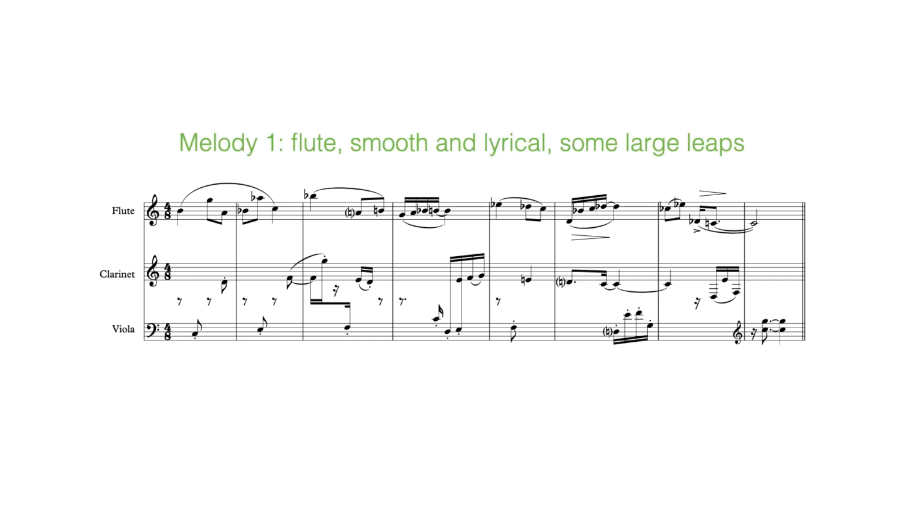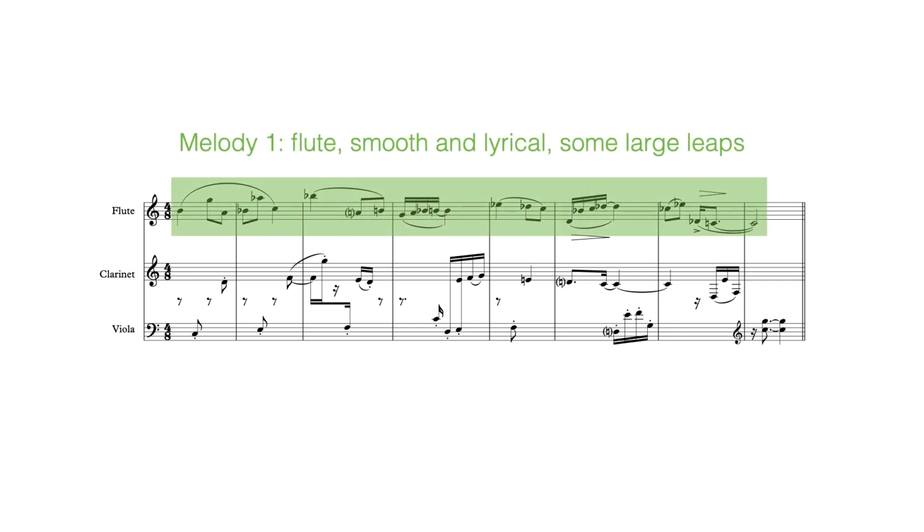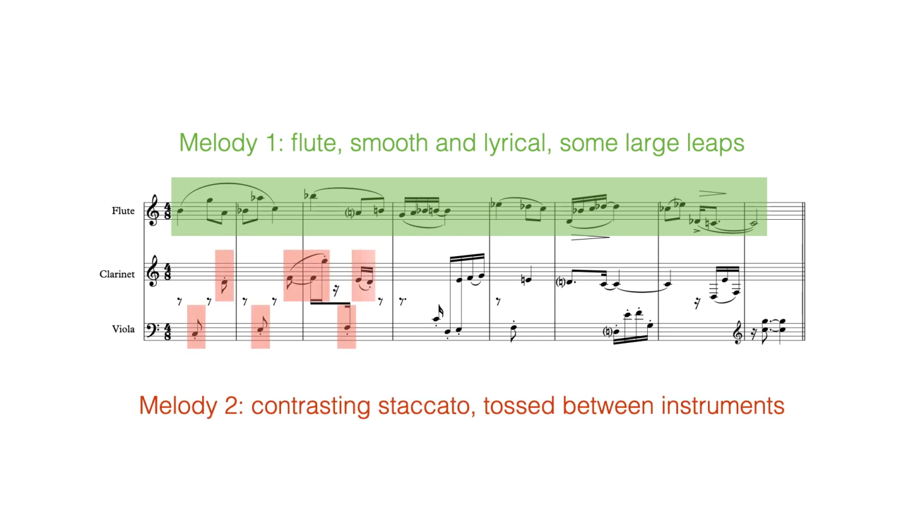The melody in the flute is smooth and lyrical, although with some large leaps. At the same time, the clarinet and viola share a contrasting melody, played mostly staccato and with the line tossed rapidly back and forth between the instruments.